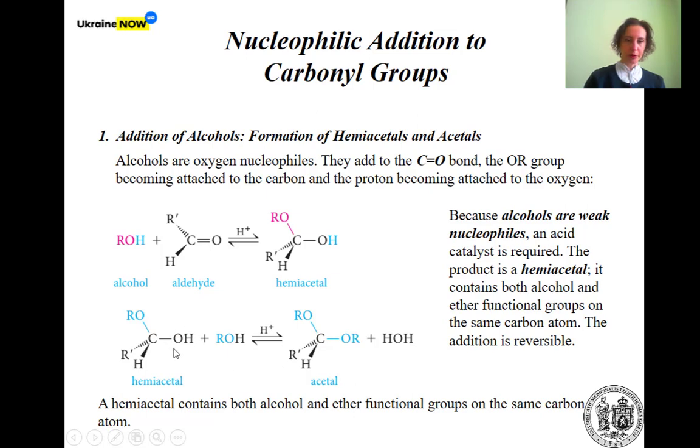Here, the free OH group reacts with one more molecule of alcohol, and we obtain a product with two residues of alcohol. This reaction is very important in nature, where this reaction occurs in some tautomeric interconversion of carbohydrates.